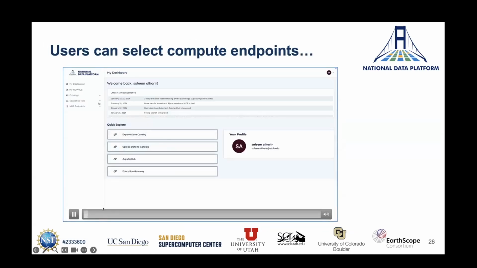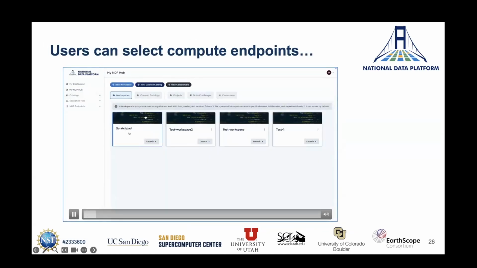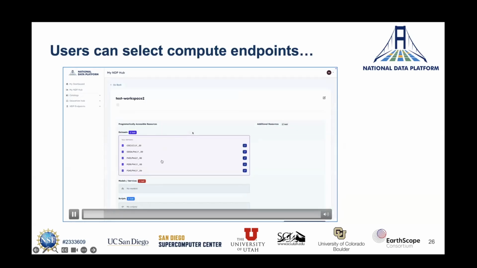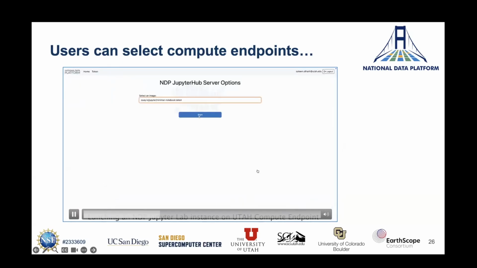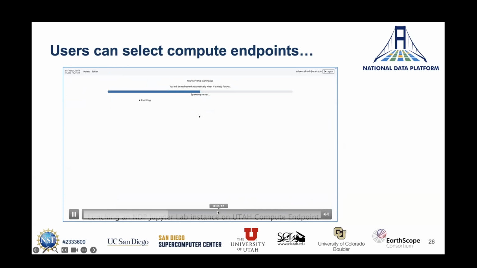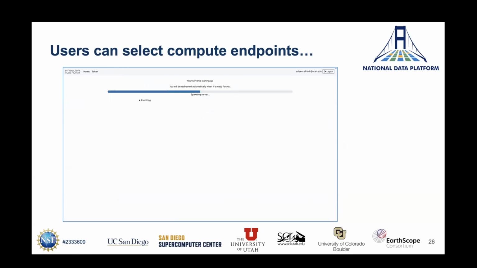One can select compute endpoints. So in this hub, for instance, there is a workspace that has some NDP datasets. And we can have launch options in the NRP JupyterHub, or in this case, an endpoint that's deployed in Utah, an on-prem computer. And the NDP workspace opens in that platform.